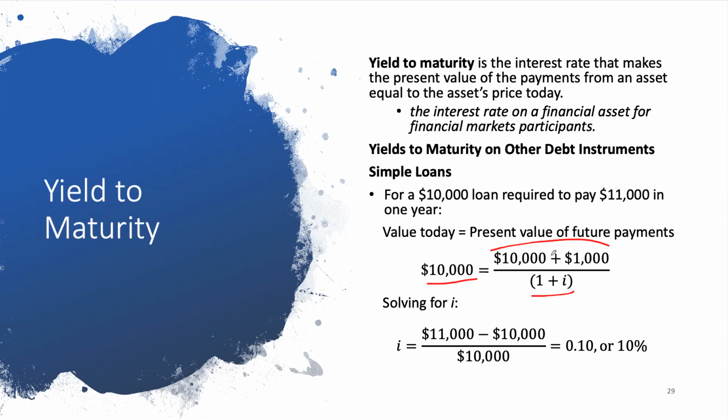So this is the present value of future payments, right? This is the price I pay for it today, the value of it today. So if I solve for i here, then I get that i should be 10%, which makes sense, right? That's what it is.